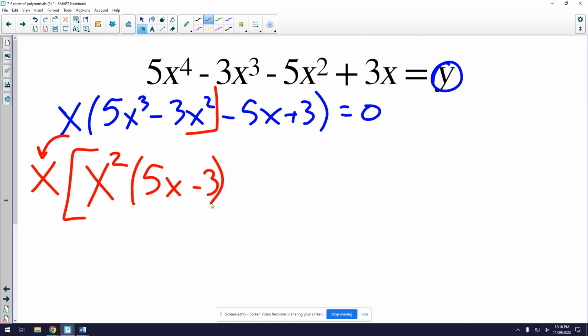Now you need to figure out the GCF of the next 2. Negative 5x plus 3 has nothing in common, so it's 1. Now you need to decide if it's positive or negative. When you factor by grouping, what you have inside your parentheses here has to match what's in your other parentheses. So it needs to be a positive 5 and a negative 3. But it's a negative 5 and a positive 3. So I need to take out a negative 1.